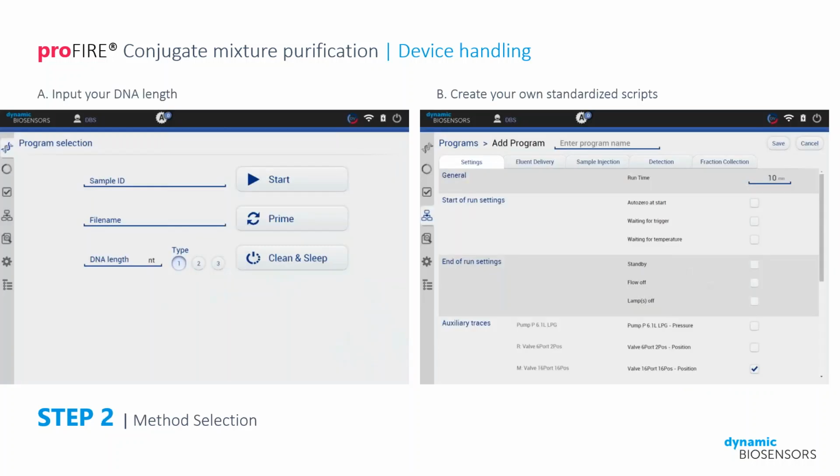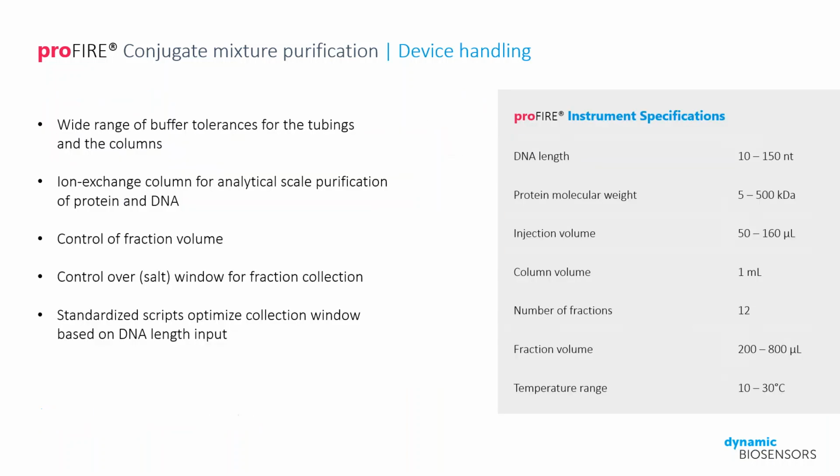Then to begin the purification run, simply input the DNA length used for your conjugate and click Start. Our easy selection means that customized scripts will run the corresponding purification automatically based on your input. Alternatively, you have the option to modify or generate your own standardized scripts for the purification of your conjugates. And now to describe the hardware features of the proFIRE in further detail.